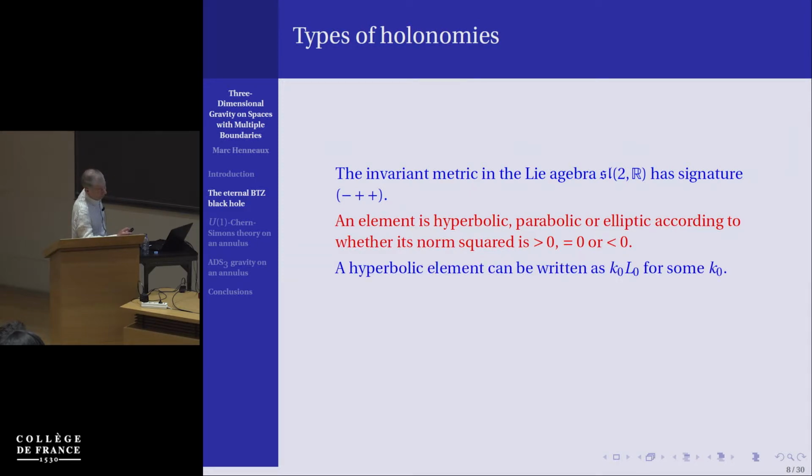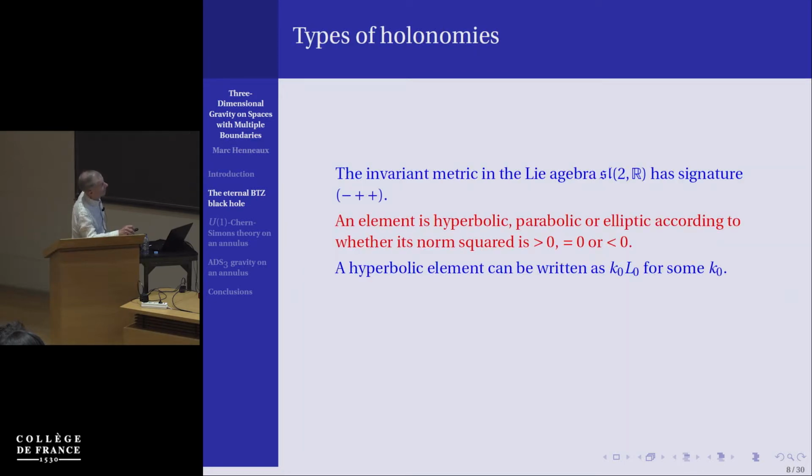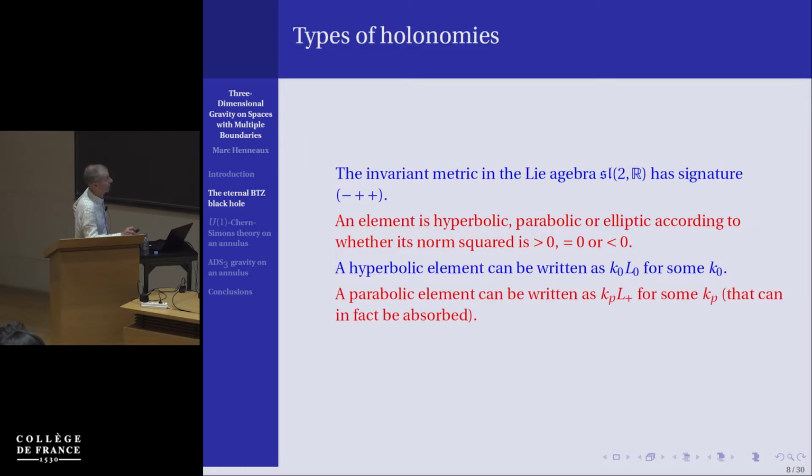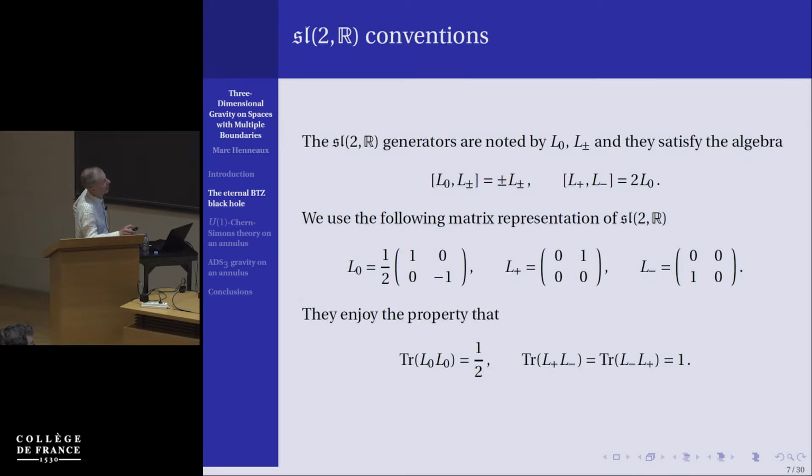And a typical hyperbolic element is L0, and in fact any hyperbolic element in the Lie algebra can be conjugated to a multiple of L0, which actually is the case for the black hole. Now a parabolic element can be seen as a multiple of L plus, and the multiple has no particular significance. You can even absorb it. So that's, as you can see, L plus is here. So that's a typical parabolic element.